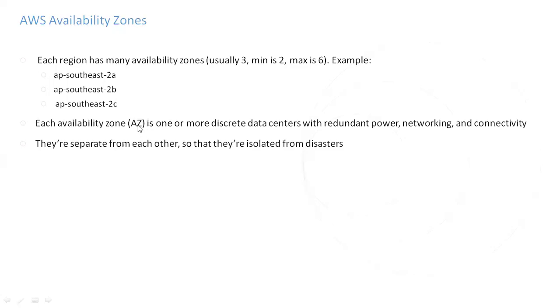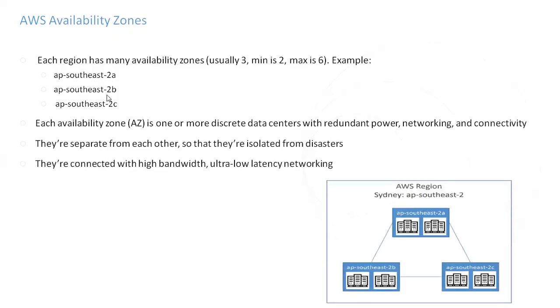We call an availability zone AZ for short, and the naming convention looks like this: AP Southeast 2A, AP Southeast 2B. Here we have the Sydney region, and in the Sydney region we have AP Southeast 2A, AP Southeast 2B, and AP Southeast 2C. So I hope it's clear what AWS global infrastructure is.